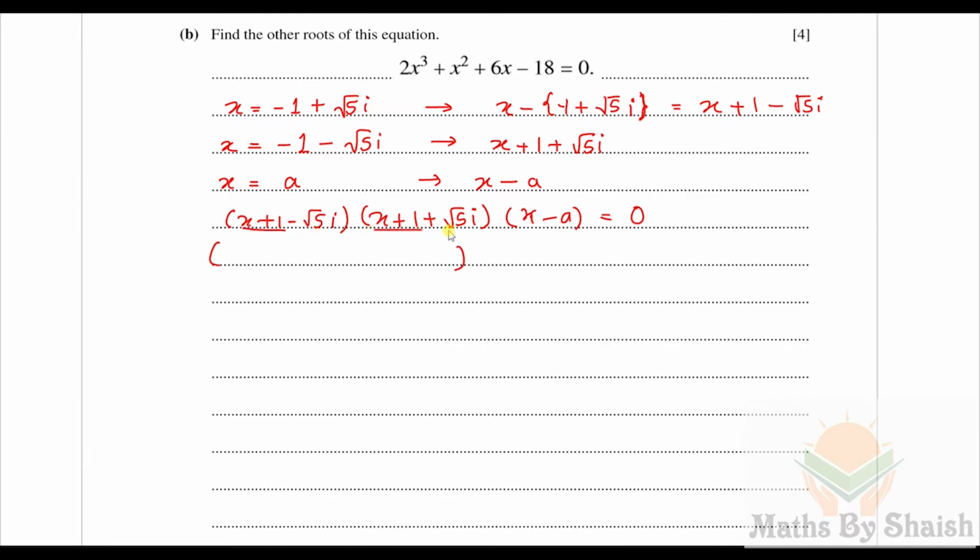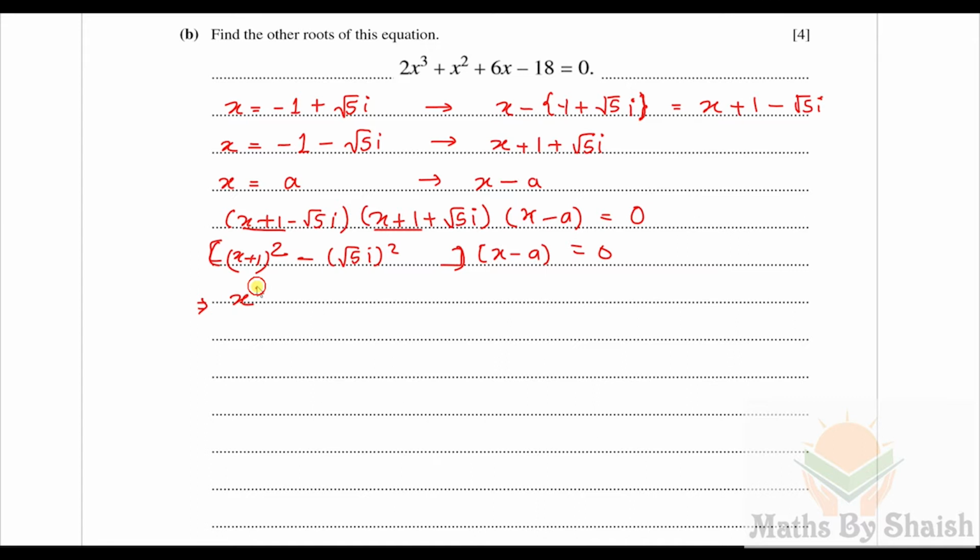So it is (a square plus b square)(a square minus b square), and that is going to be [(x plus 1) whole square, I'll write square bracket here, minus (root 5 iota) whole square], and multiplied by (x minus a) is equal to 0. So we'll simplify this and we'll get x square plus 1 plus 2x, and from here we'll get 5 iota square, that is going to be minus 5, and minus 5 will become plus. So plus 5 plus 1, it is going to be 6.